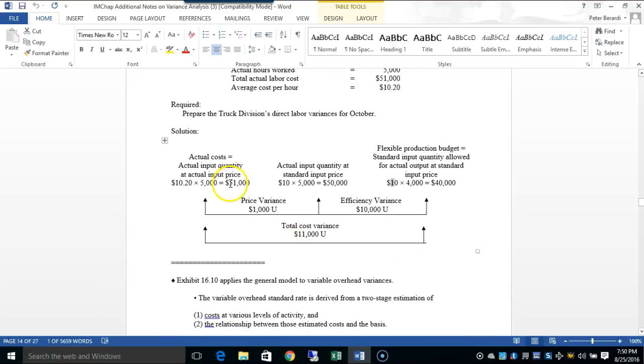The total cost variance is 51,000 minus 40,000. So our labor cost was higher than the flexible budget. We were less efficient. We used more direct labor hours, and it cost us more. So we had two variances that add up to our total cost variance.